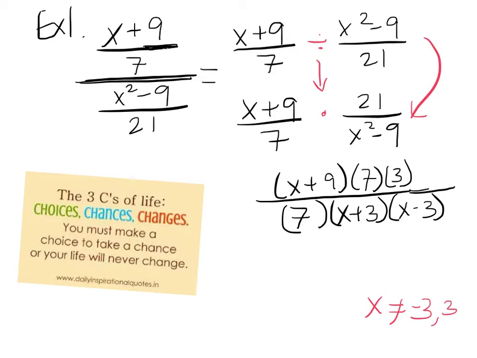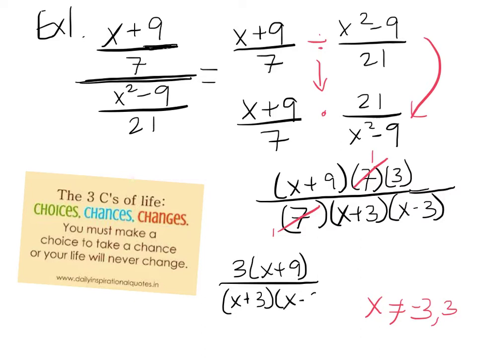Now I'm looking and looking. I really only see one factor of 1 that I can cancel out, which means now I can go straight to my answer. My numerator has a 3 and an x plus 9 multiplying, and my denominator, x plus 3 and x minus 3. And this is my final answer.